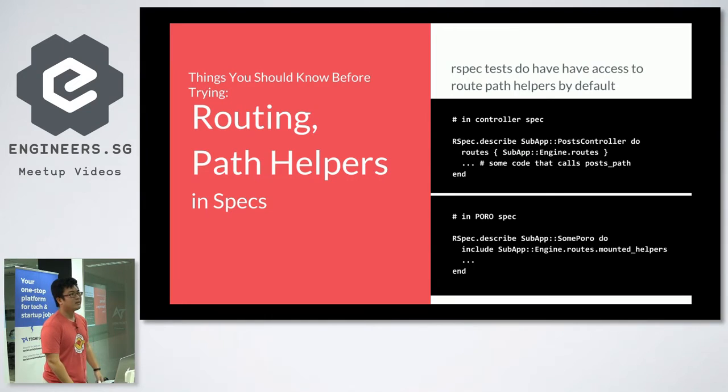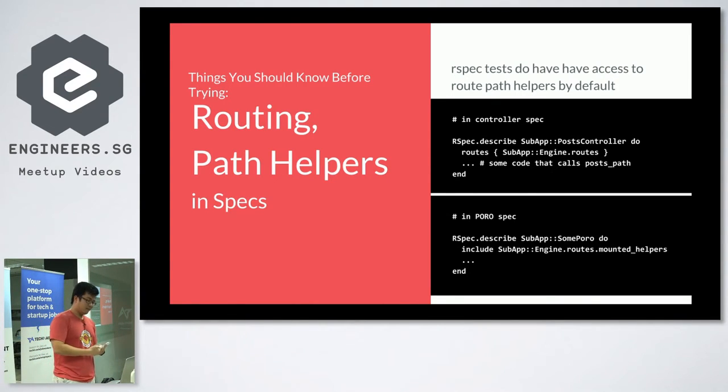So specifically in specs, because if you write RSpec specs, your engine's path helpers are not available by default, which is normally what we get in a normal Rails app controller specs. You have to include this line, routes, curly braces, and that will include your engine's routes, basically, and the path helpers in there. That's the controller specs. Now, if you're writing a spec for a plain old Ruby object that needs path helpers inside, because you do the include stuff, the way to do that in the spec is to include the same thing, but dot-mounted helpers. I actually couldn't find documentation about this. I figured this out by trial and error. So you're welcome.